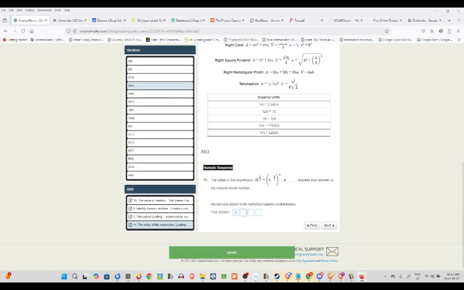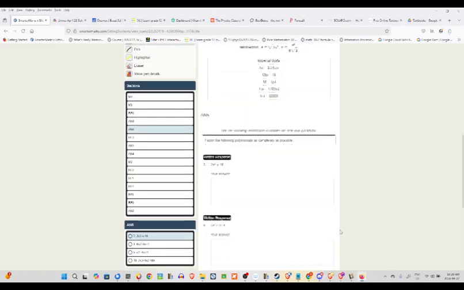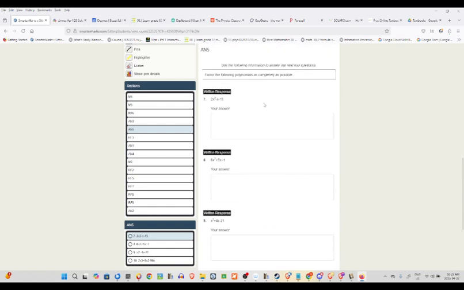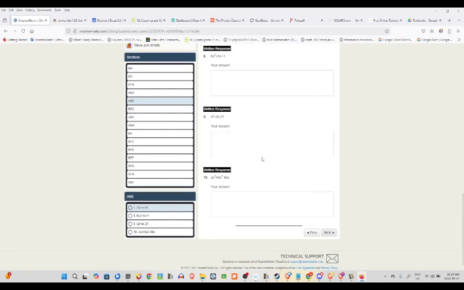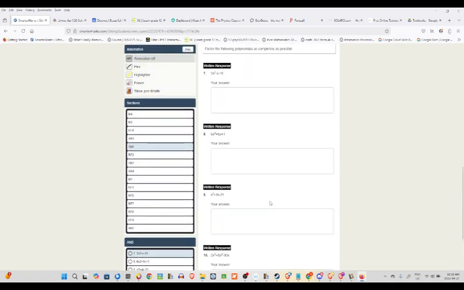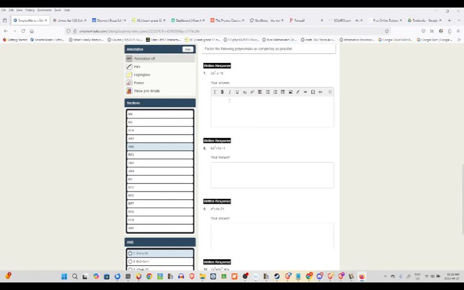This wraps up algebra number 3. All right, moving on to algebra number 5. So we want to factor these polynomials as completely as possible. So here we have a 2x squared minus x minus 15. The factors of 2 are 1 and 2.